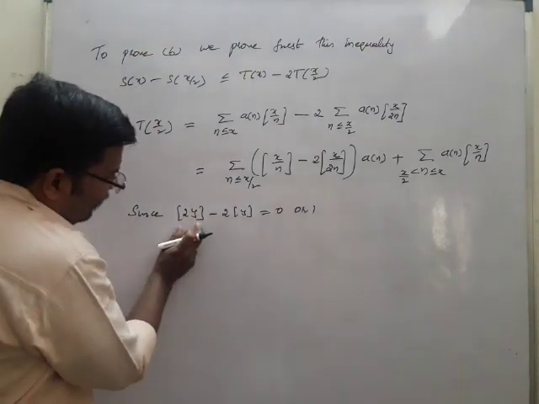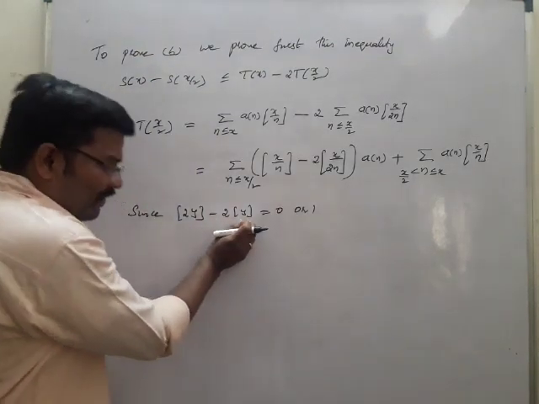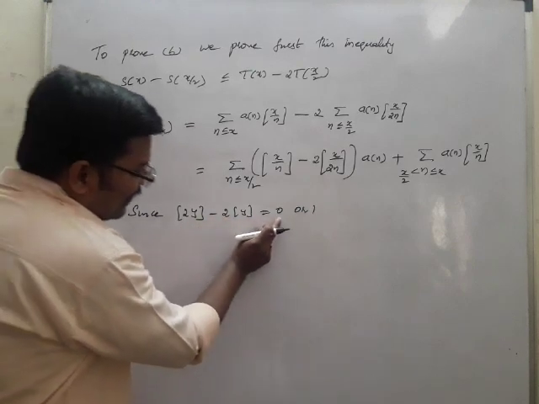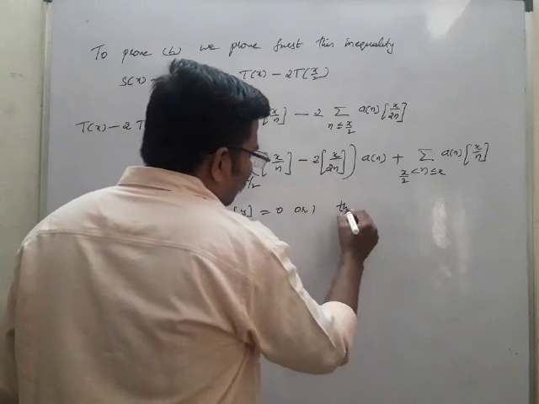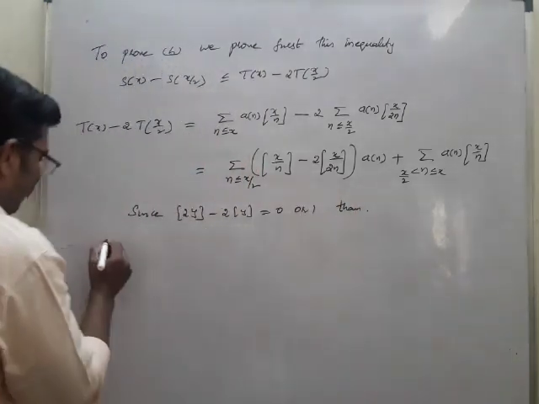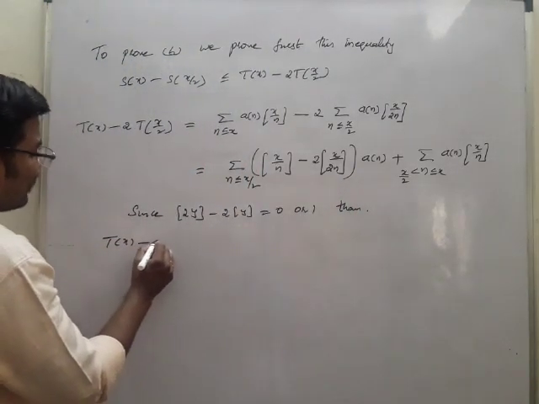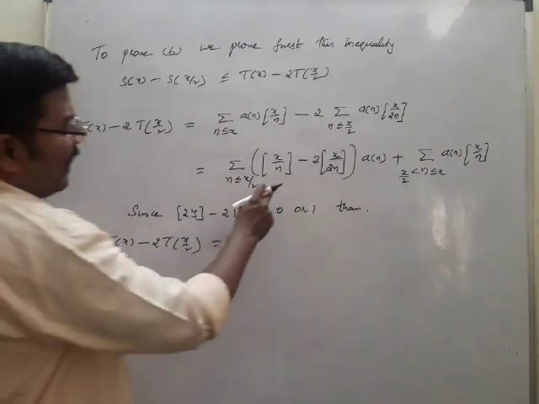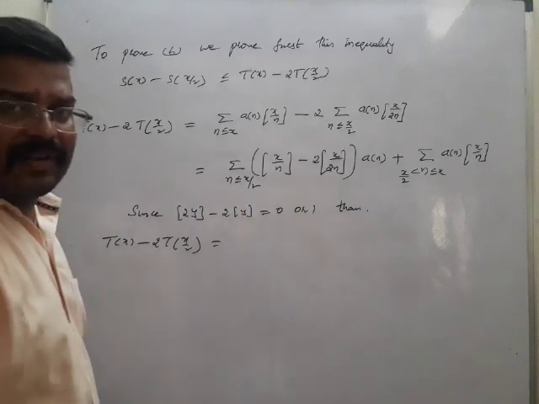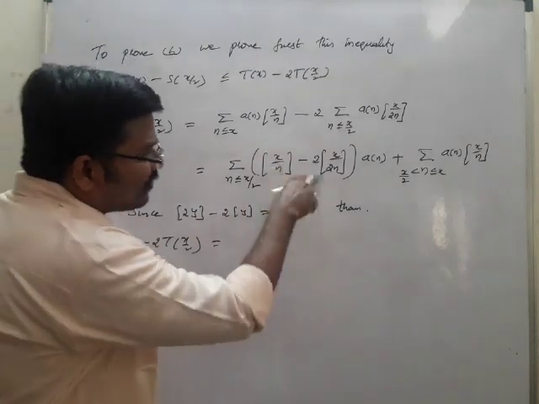This is the greatest integer function, and this is 2 into something y. So this value may take either 0 or 1. Then what you are going to have is T(x) minus 2 T(x/2) is equal to, this I am choosing as 0. I am not choosing 1, I am choosing 0.